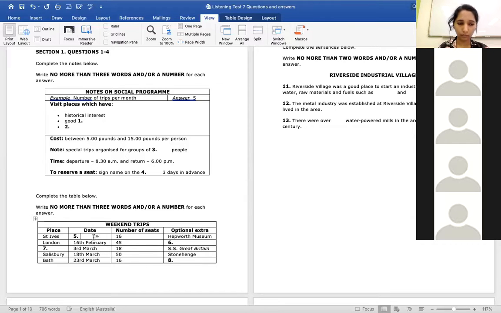Oh, good. And then the last one is to Bath on the 23rd of March. Oh, yes. Is Bath the Roman city? Yes, that's right. And that's in the 16-seater minibus. And where's the optional visit? It's to the American Museum. Well worth a visit. Okay, well, that's great. Thanks for all that. My pleasure.